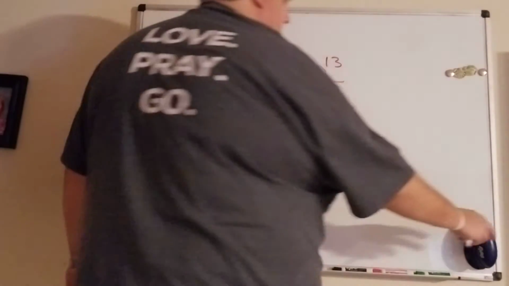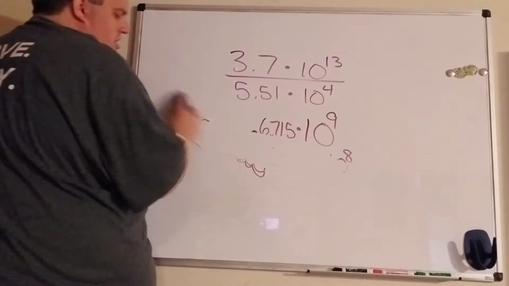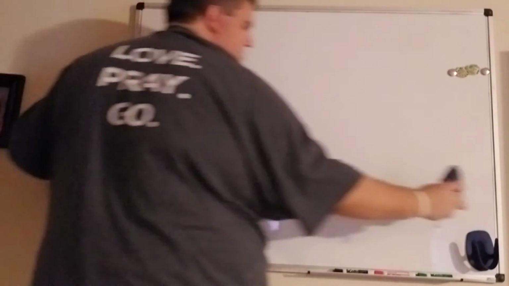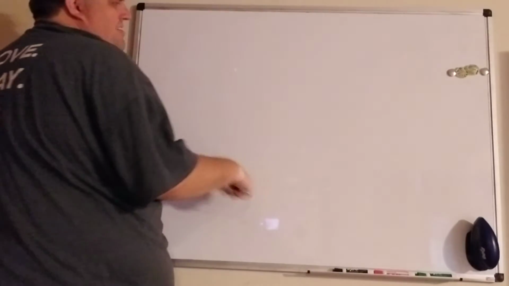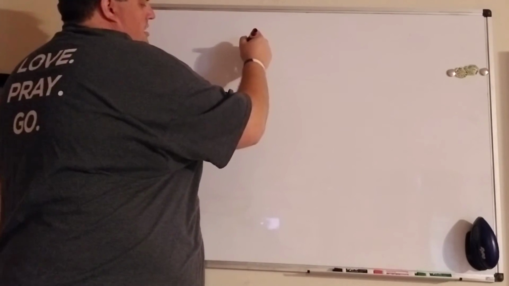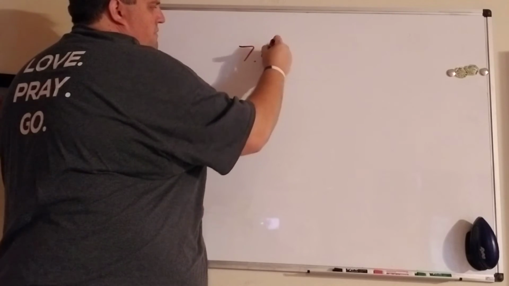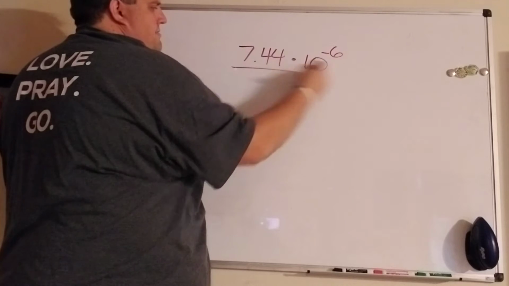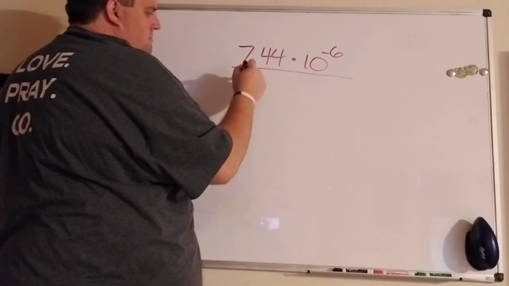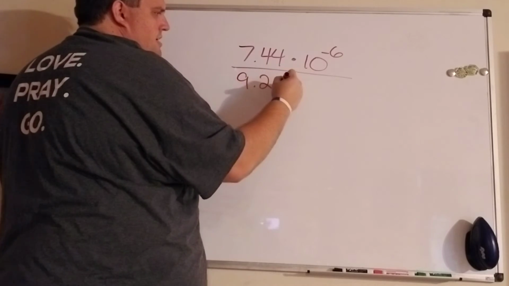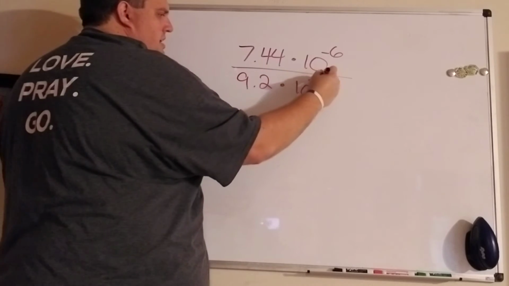All right. Let's do one more division with negative exponents. Some really small numbers. And I'll probably make it so that it turns out not so pretty again. So let's do, what do you want to do? 7.44 times 10 to the negative 6th over 9.2 times 10 to the negative 3rd.